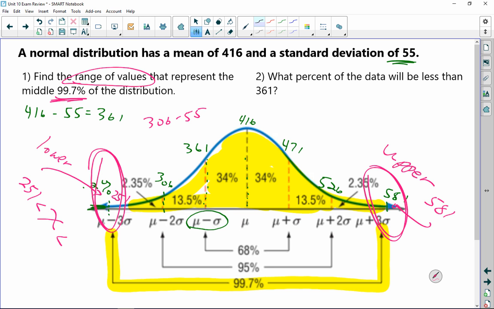And then put another inequality. What's my upper number? 581. Write this down. You guys need to be writing, taking good notes. You've got a great opportunity to raise your grade, big time.